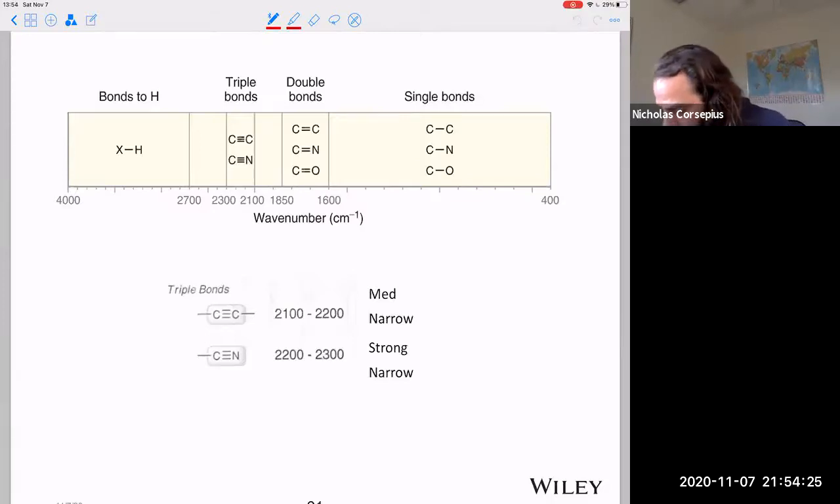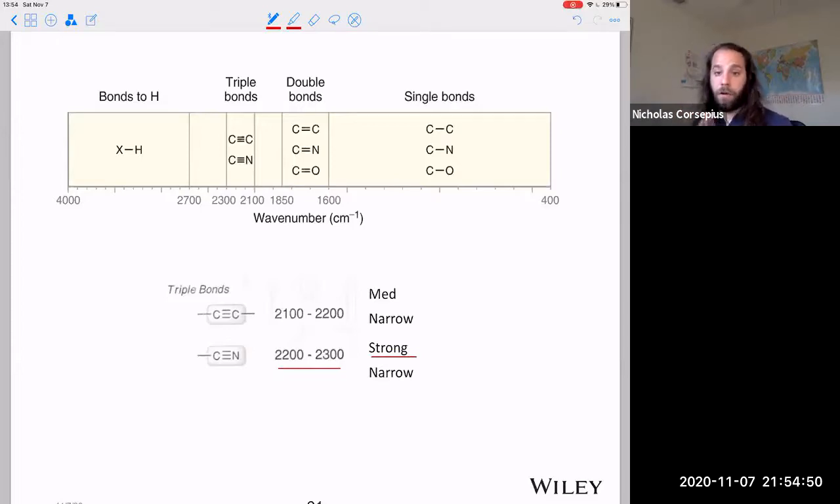For an alkyne, those are going to be between 2100 and 2200. Again, those are nice sharp peaks. They tend to be on the medium side of absorption intensity. And then you have nitrile carbon-nitrogen triple bonds, so a cyanide group. They absorb in the 2200 to 2300 region, so a little bit further up, and they are strong absorbing peaks.